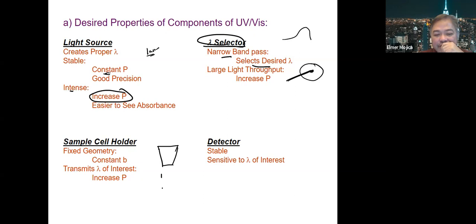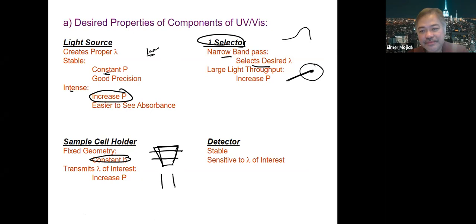Compare it to the one like this. So if you have it like this, you don't have a constant b. Because if you have it like this, sometimes your light must pass here, your light must pass here, so the path length is not the same, right? Does it make sense?